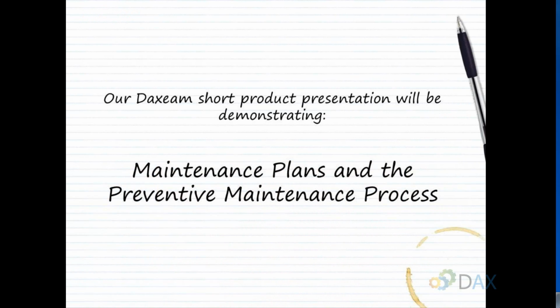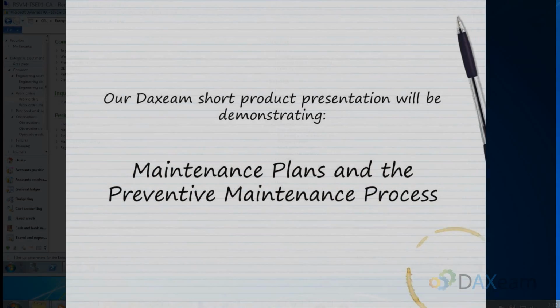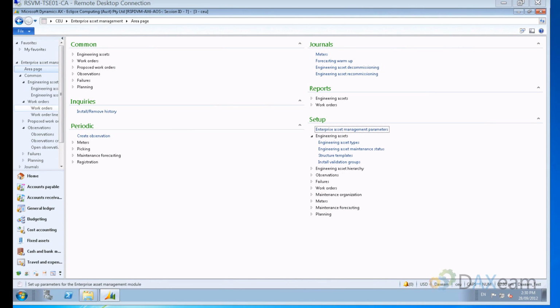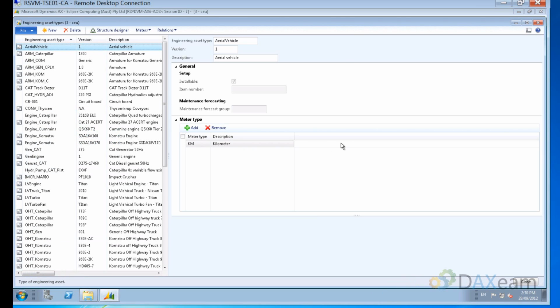Welcome to the demonstration of asset type setup, including maintenance plans and how they support the preventive maintenance process functionality of Daxeam, the enterprise asset management solution from Eclipse. In this scenario, the maintenance planner will be reviewing asset types and the maintenance plans that are used to support the preventive maintenance process. Let's access the Engineering Asset Types form from the Setup menu.